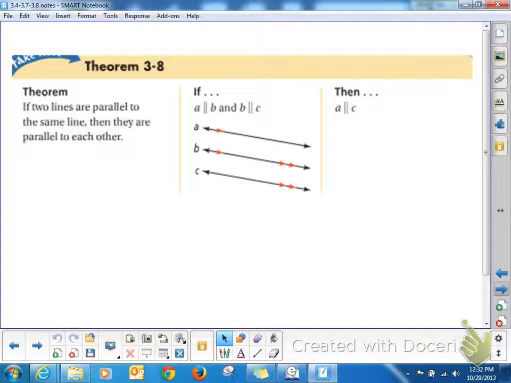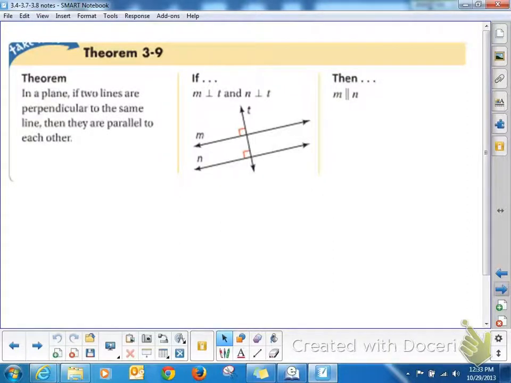We have Theorem 3.8. It states if two lines are parallel to the same line, then they are parallel to each other. So draw the picture. If line A is parallel to line B, and line B is parallel to C, then A is parallel to C. It's kind of like transitive property, A to B, then B to C, so then A to C. So it's similar to that concept.